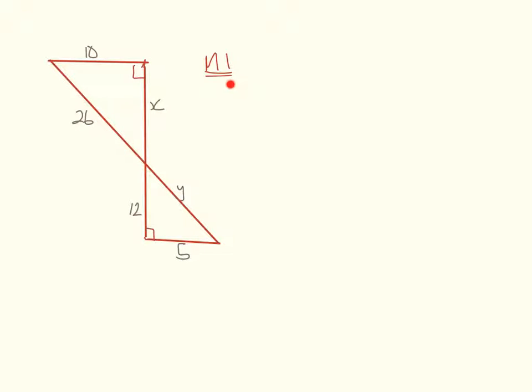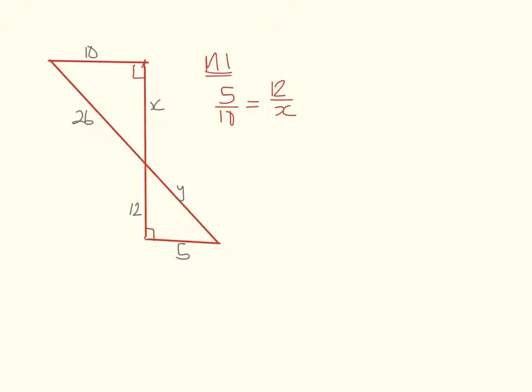So it means that 5 divided by 10 is going to be equal to, and since I'm finding x, it'll have to be 12 divided by x. I'm going from the small triangle to the big one, so that's why 5 was over 10. Now 12 needs to go on top of x. So I'm going to have 12 over x there.